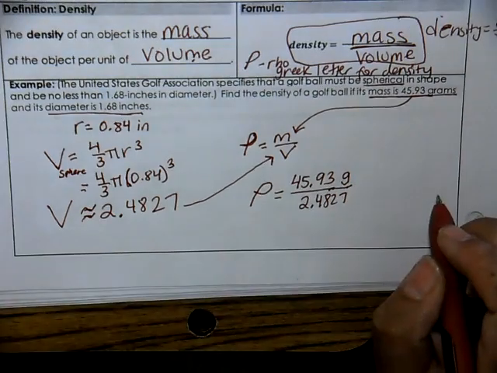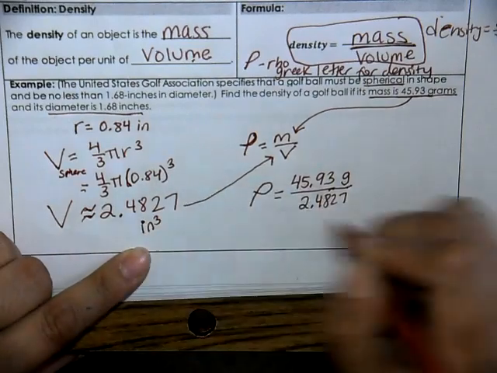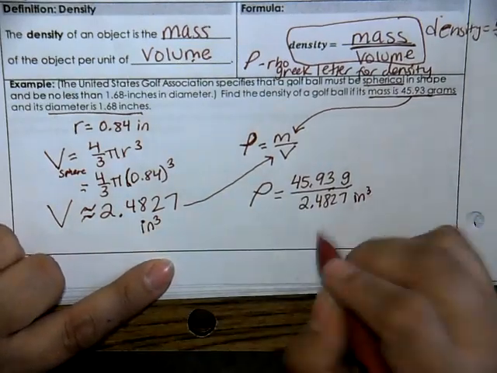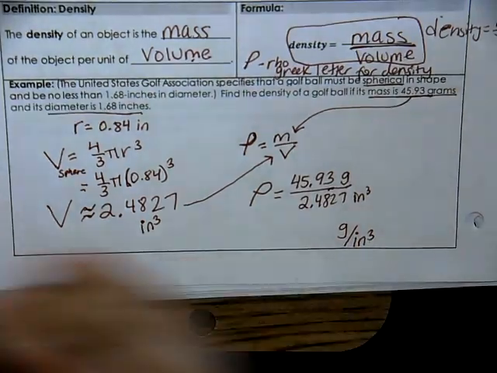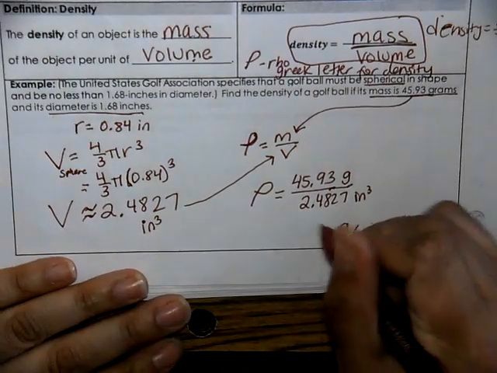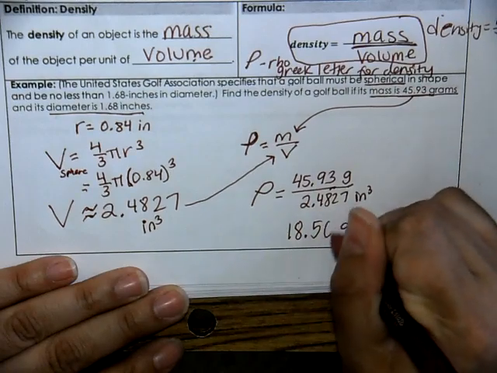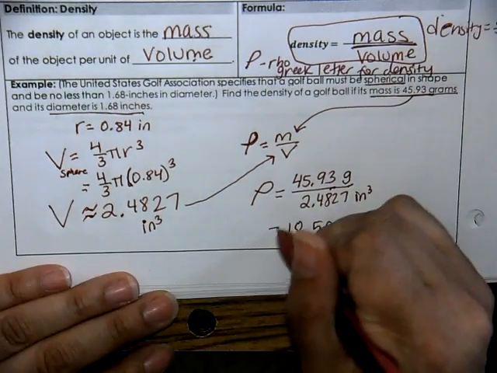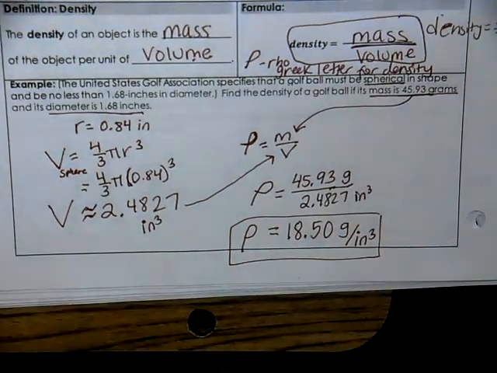This is grams for the numerator. The denominator was in cubic inches. So our final answer for density is written like this: grams per cubic inch, or with the little fraction bar, grams divided by cubic inches, and the answer comes out to about 18.5, or you can put a 0 after if you wanted to, but this is what density equals. And we're done.